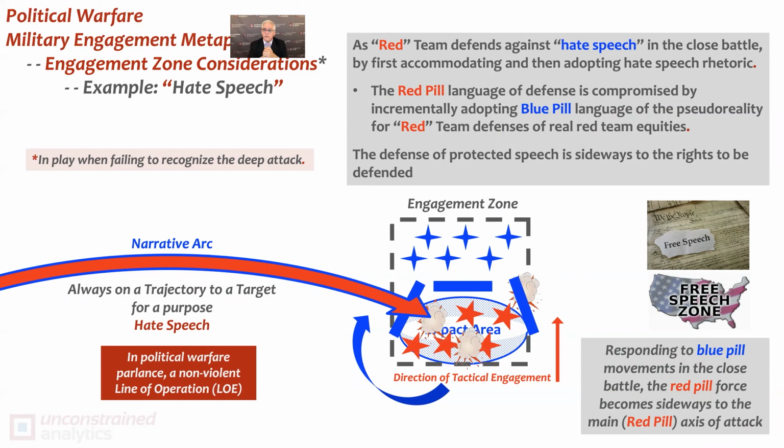The red pill language of defense is compromised when doing so by incrementally adopting blue pill language of the pseudo reality for red team defenses of real red team equities, free speech. The defense of protected speech is now sideways to the rights to be defended. Responding to blue pill movements in the close battle, the red pill force becomes sideways to the main red pill line of axis. So what happens next?